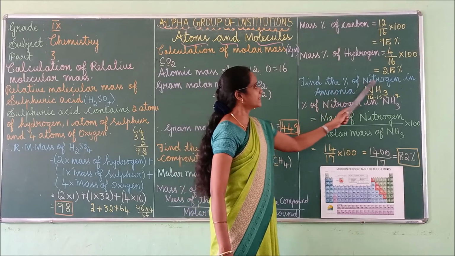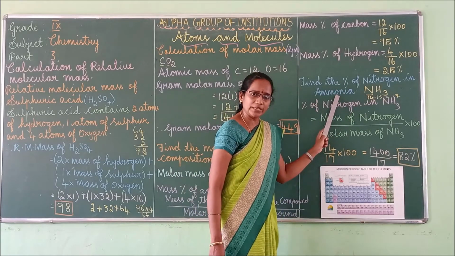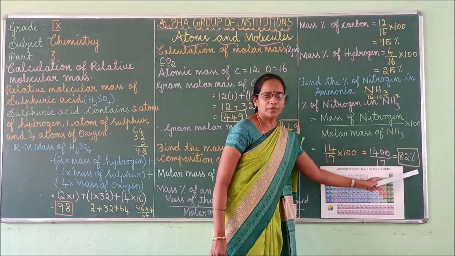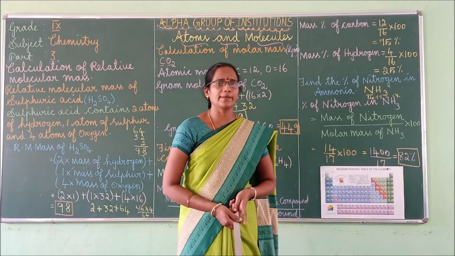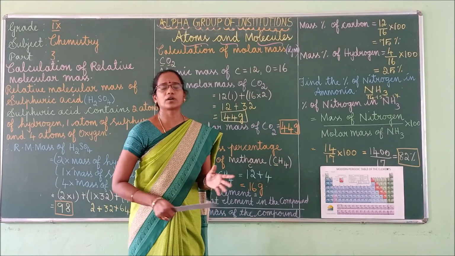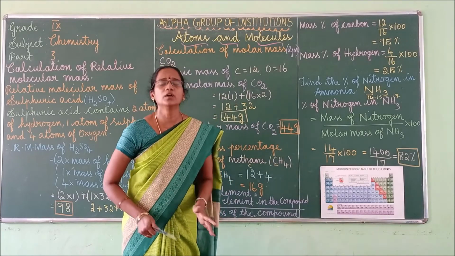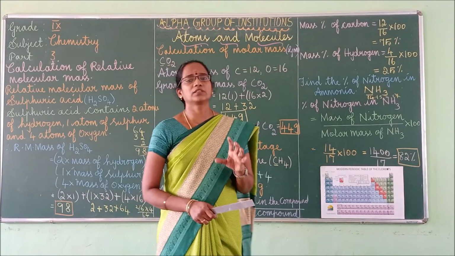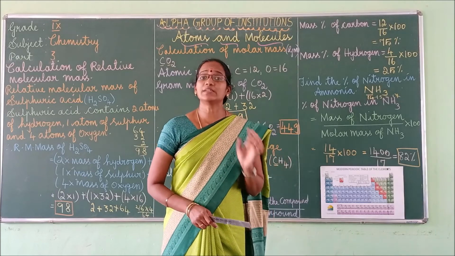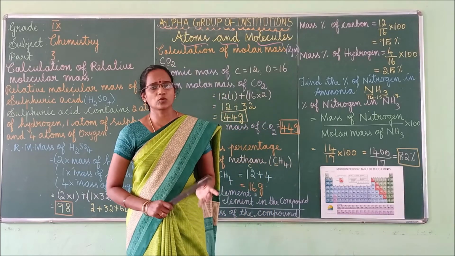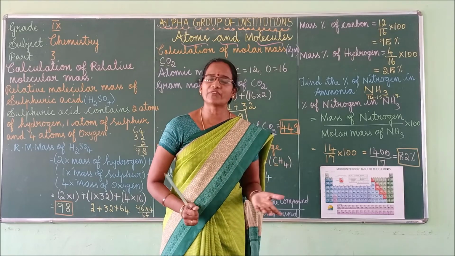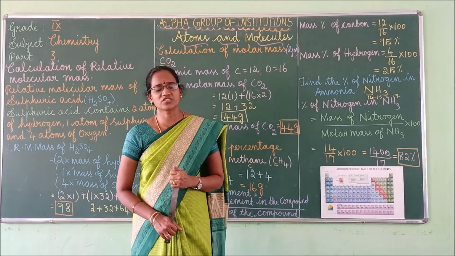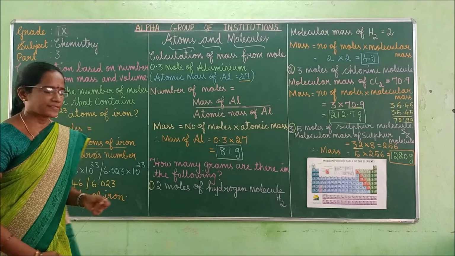So the percentage of nitrogen in ammonia is 82%. Final step you have to finish like that, children. So the formula is very important. Another thing is you should get familiarized with the first 20 elements' atomic mass. Then only you can apply this formula. Then only you can get the final answer. Got it, children?